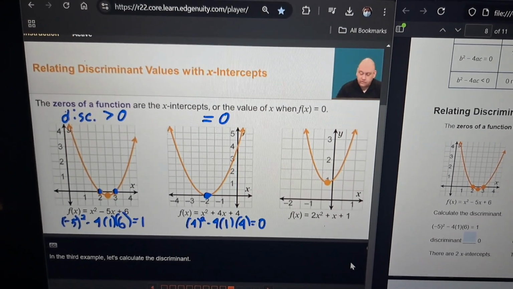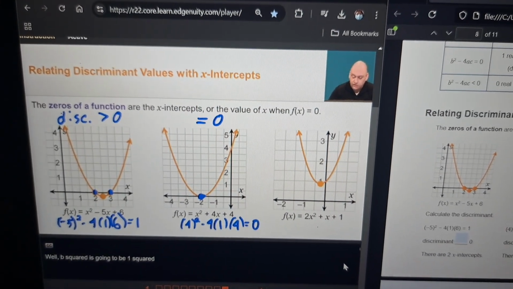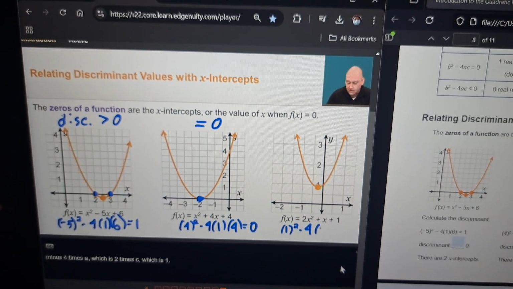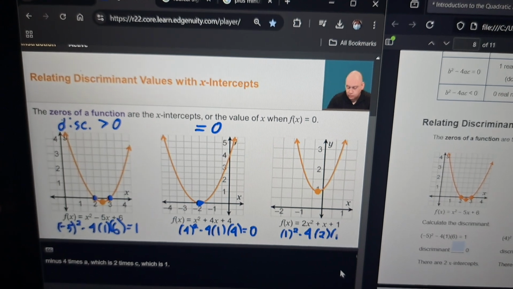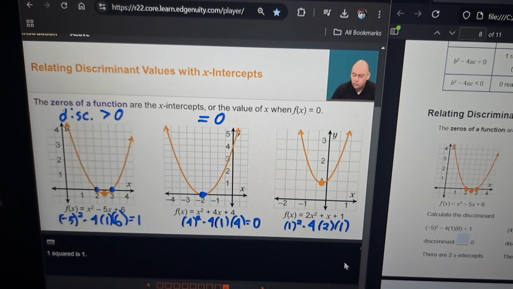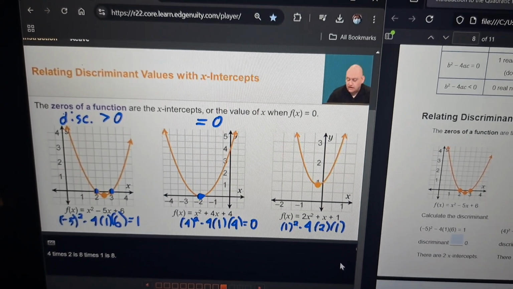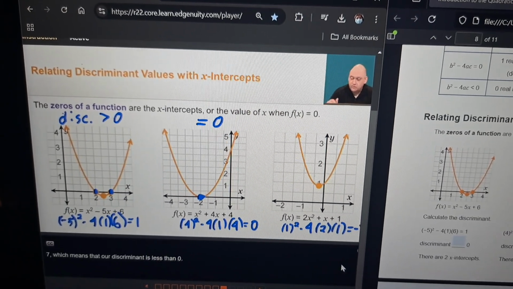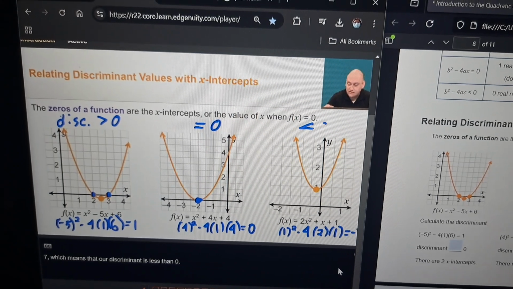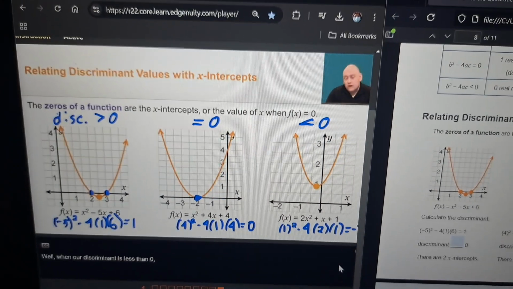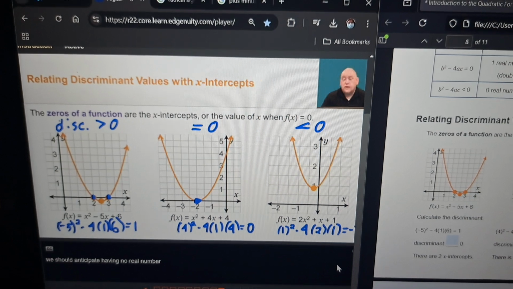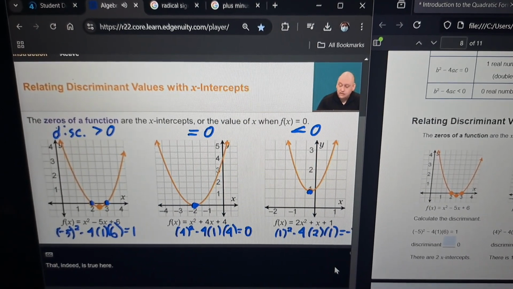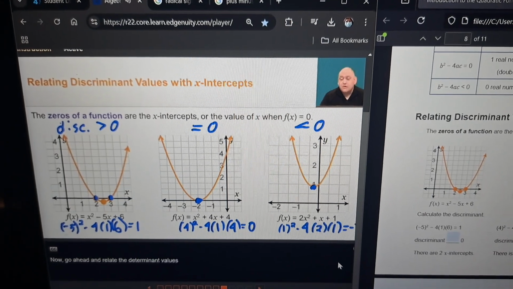In the third example, let's calculate the discriminant. Well, b squared is going to be 1 squared, minus 4 times a, which is 2, times c, which is 1. 1 squared is 1. 4 times 2 times 1 is 8. 1 minus 8 is going to be negative 7, which means our discriminant is less than 0. Well, when our discriminant is less than 0, we should anticipate having no real number zeros or no x-intercepts. That indeed is true here.